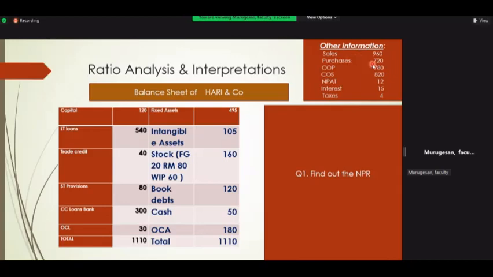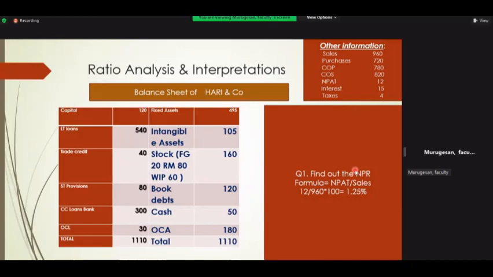Sales is this much, purchase is this much, cost of production this much, cost of sales this much, NPAT this much, interest this much, taxes this much. How this data is relevant, just wait. First one, easily you can find out. Net profit ratio. What is net profit ratio? After tax you take 12 divided by sales. What is sales? 960. 12 divided by 960, just press the percentage button, you will get 1.25.